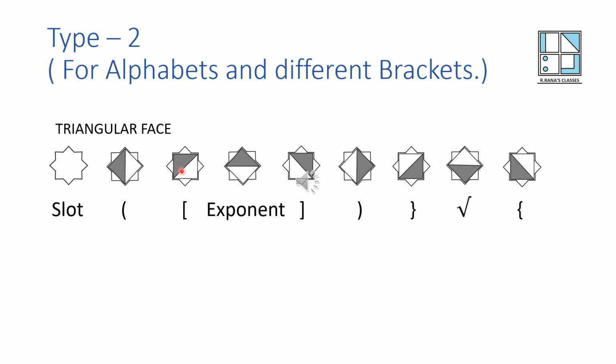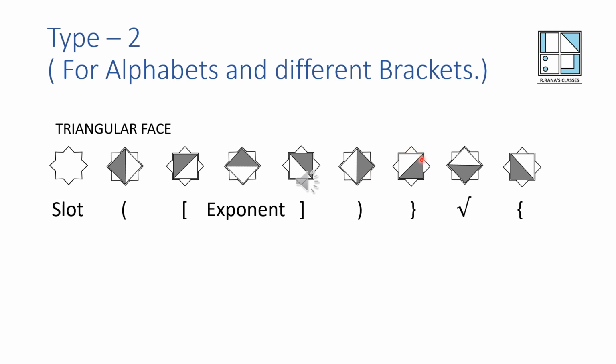Tilt it clockwise, it represents square bracket. Tilt it further clockwise. This is exponential sign. This represents exponent. It is put in between two alphabets or between two numbers or a number and an alphabet. The next position is closure of square bracket, and after that it is the closure of parenthesis or small bracket.